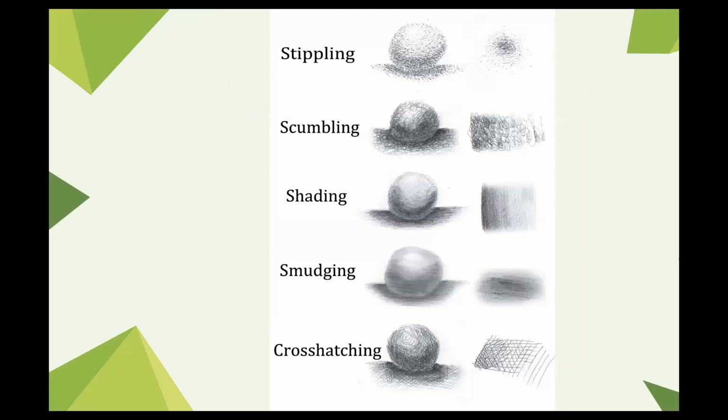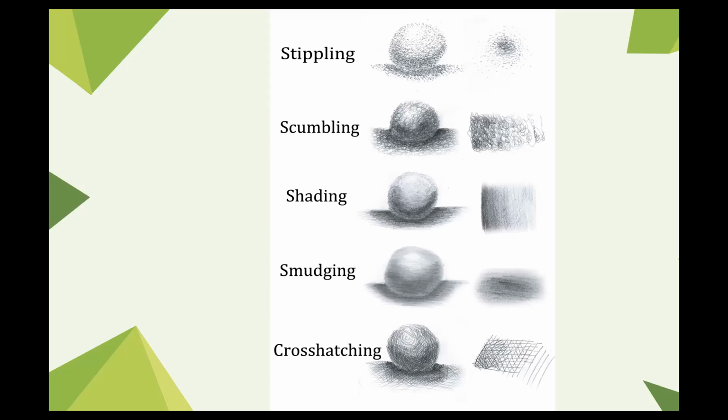Next, we're going to talk about types of shading. These are ways to make your art look like it's got some shadows on it. There are different ways, and each one of these is a shading technique. We've got stippling, scumbling, shading, smudging, and cross-hatching. They're all fun to say, I know. So I will show you, and we're going to practice these examples in a few minutes. Please let me get through all of them before you start drawing anything.